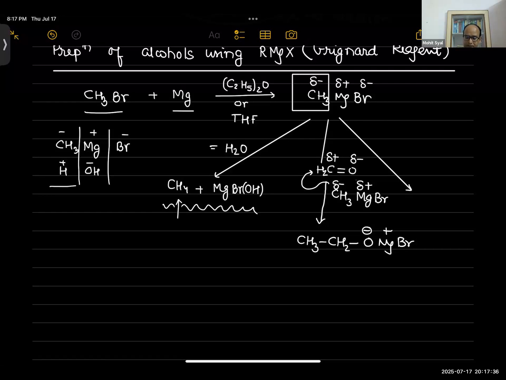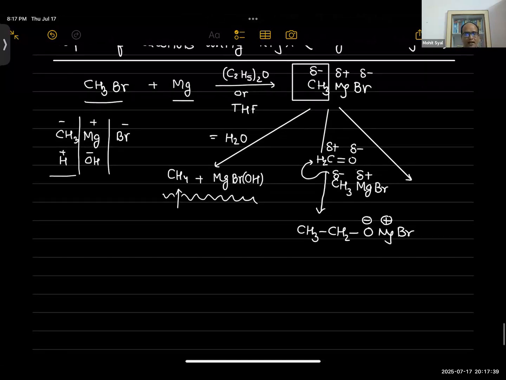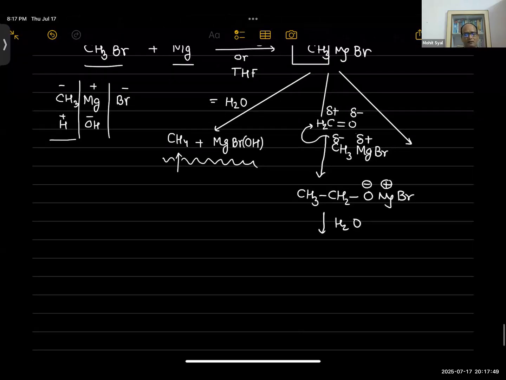But we need to get an alcohol. So we are very close to alcohol because we already have a single bond. Just put water. Is it clear or not? What you will get is CH3, CH2, OH. And what will happen to that Mg? Because water is H plus and OH minus. Is it clear?